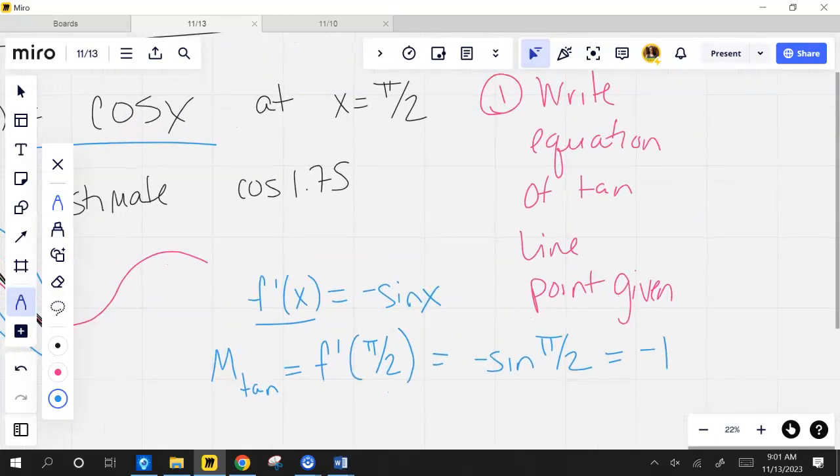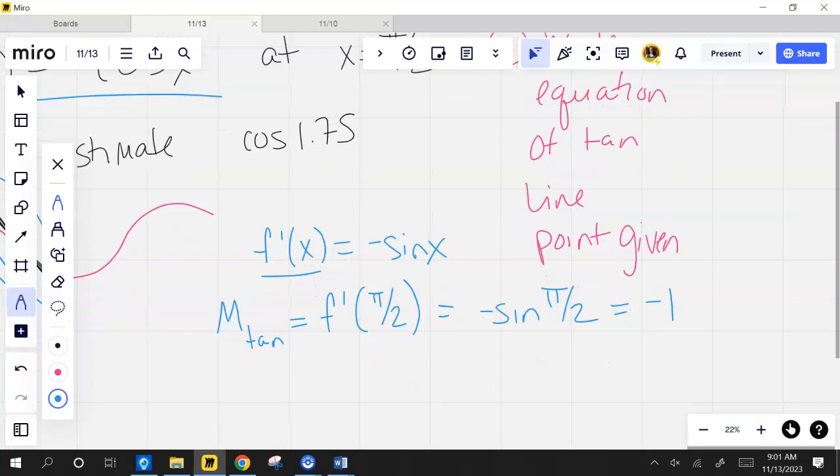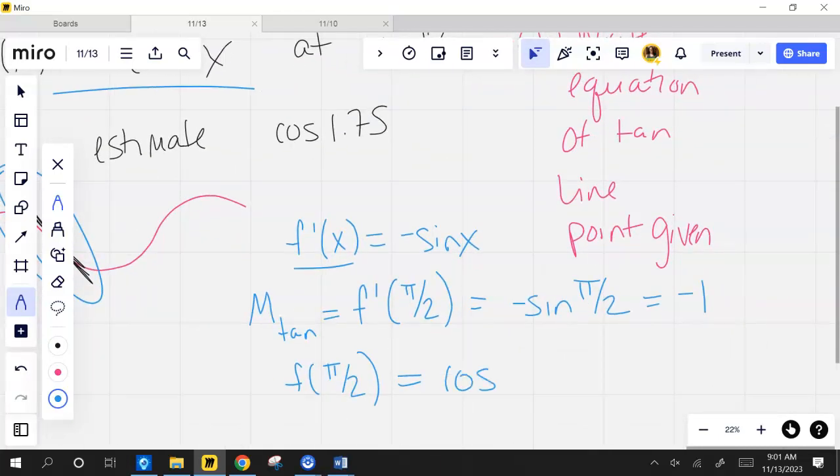Okay? I still don't have an equation for a tan line. I've got a slope. I need a point and a slope. So how do I get the point? Pi over 2 into the original equation, right? F of pi over 2. So the cosine of pi over 2, which is 0.